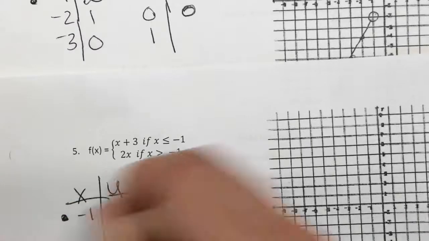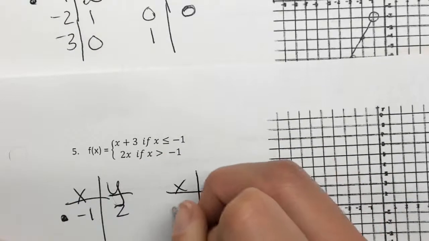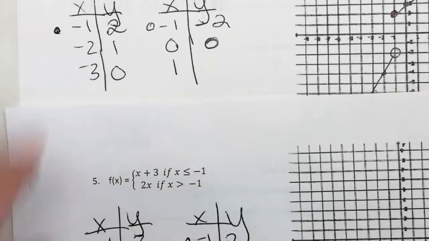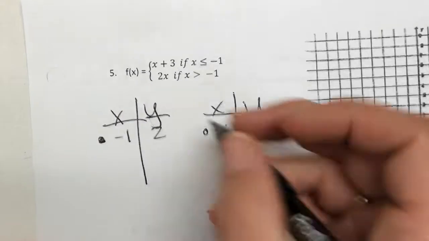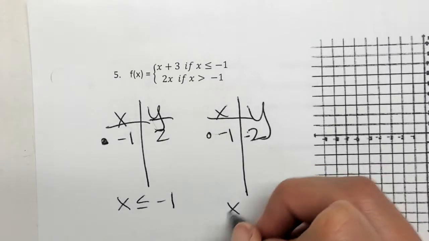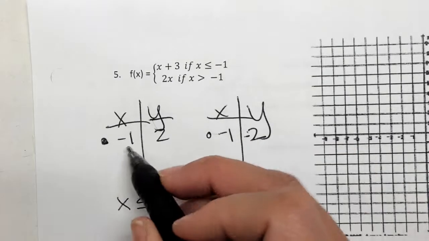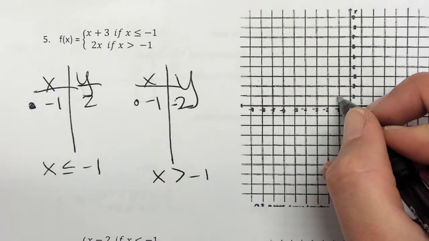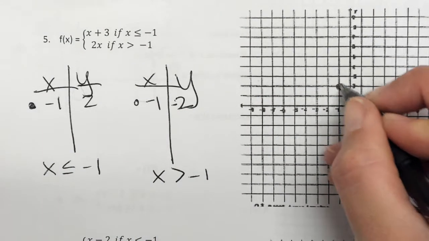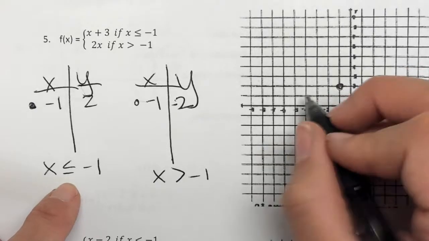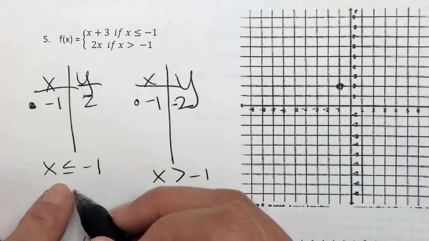-1 and 2 is correct. This is correct. This is for the restriction x is less than or equal to -1, correct? This is for x is greater than -1. So when we graph this point like y'all did, -1, 2, the line needs to be going which way? Down, to the left. Everybody see that? How the arrow is pointing to the left?